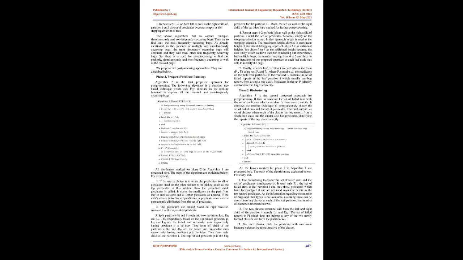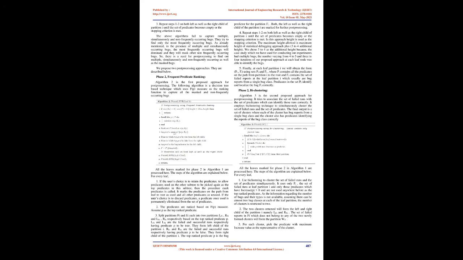1. The predicates are ranked based on information gain measure. Assume P as the top-ranked predicate. 2. This step is same as step 2 of algorithm 1. 3. Repeat steps 1 to 2 on both left as well as the right child of partition I until the set of predicates becomes empty or the stopping criterion is met.